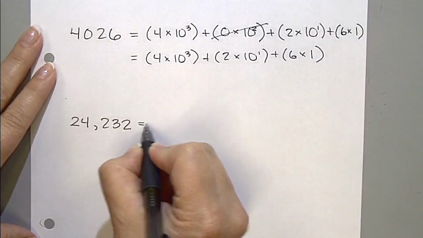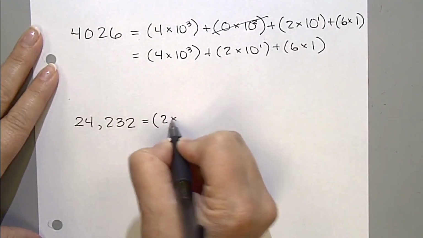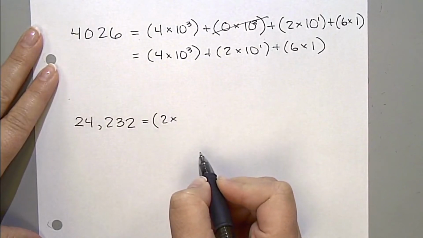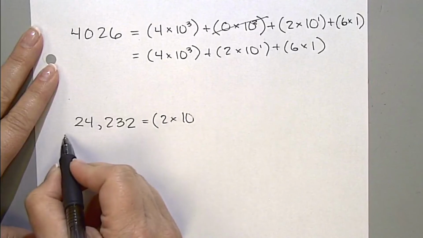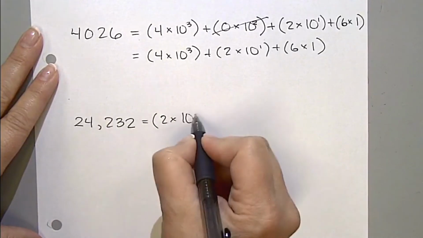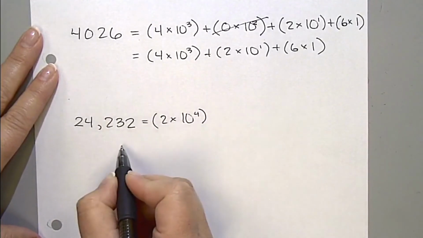All right, so for the next one, we need a 2 times what? Okay, 10 to the fourth. Now notice as the numbers get bigger, you sort of have to think about it. How many zeros do I have here? And let me give you a little tip that might help.